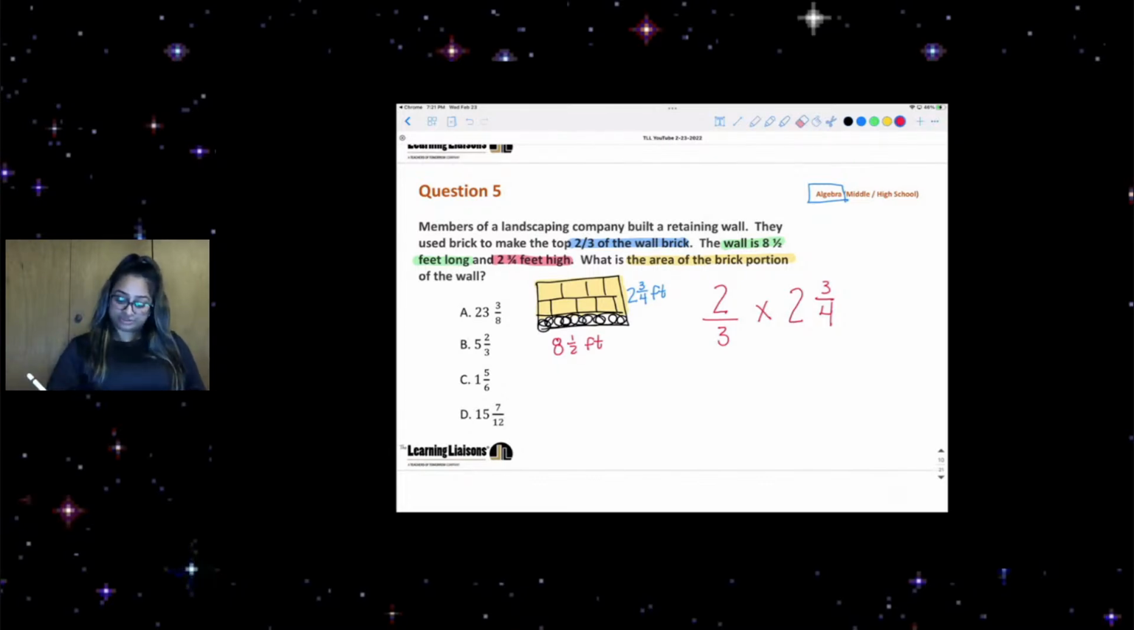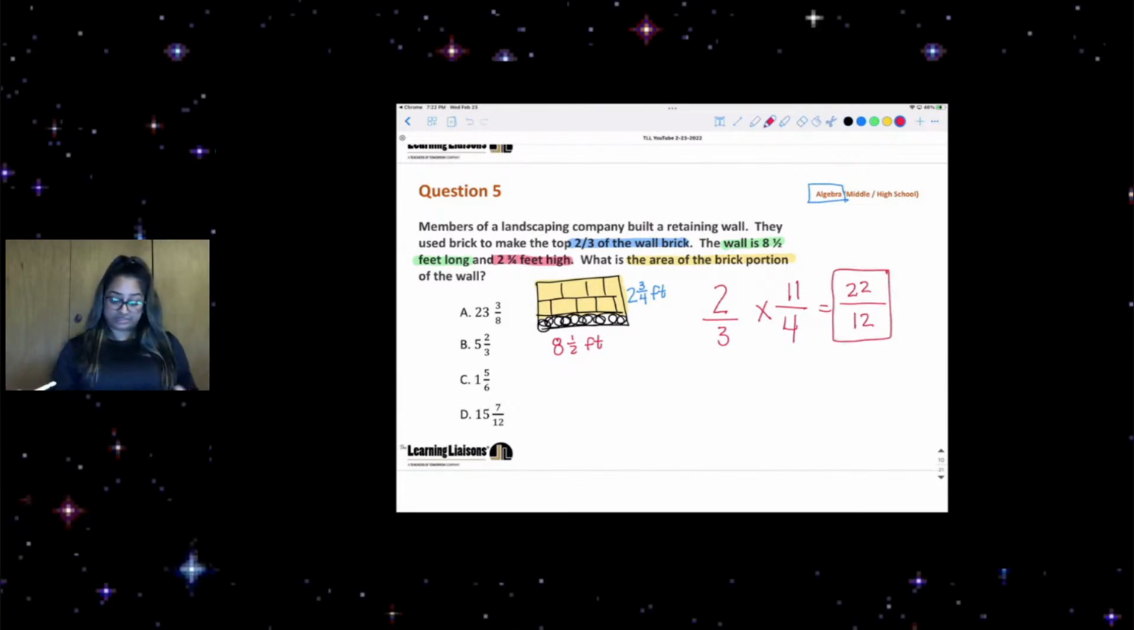So what we're going to do is rewrite our 2 3/4 feet as an improper number. So 2 times 4 is 8, and 8 plus 3 is 11 over 4. That makes it easier for me to multiply, or you can put it in your calculator. So 2 times 11 is equal to 22, and 3 times 4 is 12. Well, I can now rewrite that as a mixed number instead of leaving it like that, or I can just leave it like that. Let's see what happens when we leave it like that.